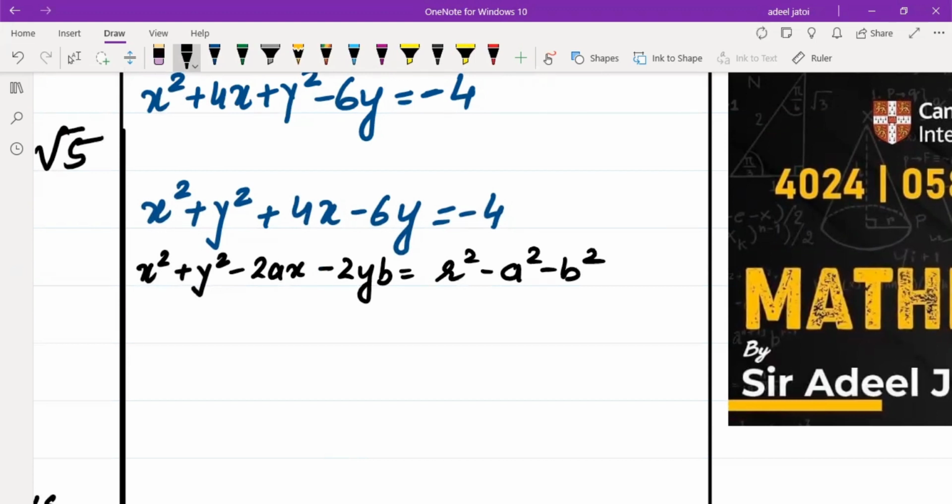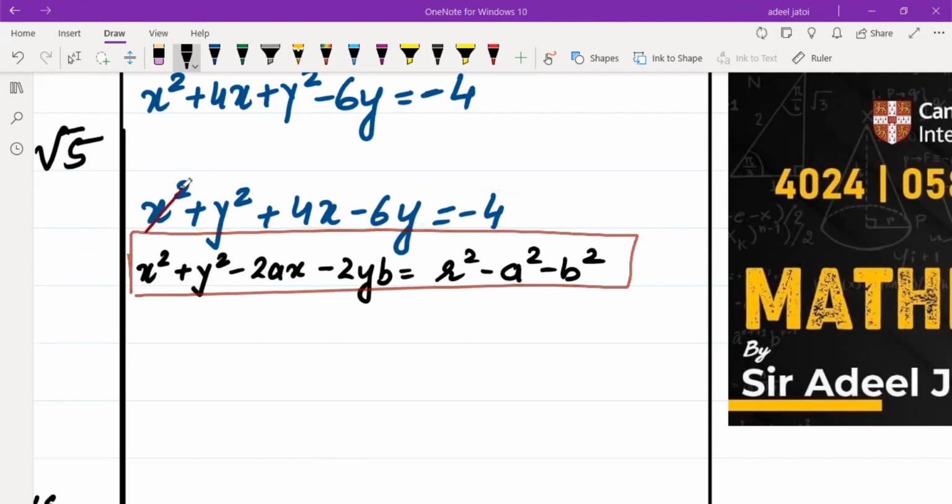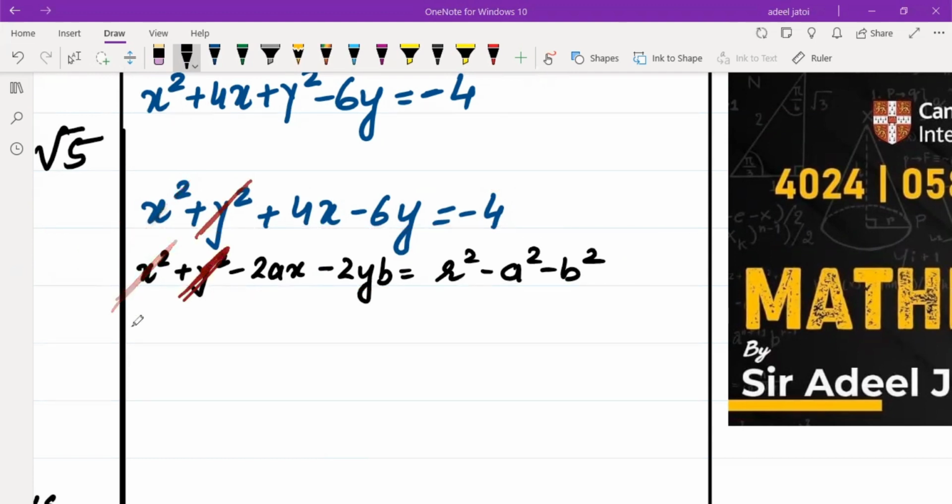Now, considering this generalized form, you can agree that if we just compare this equation with this equation, the x square cancels, the y square cancels. Minus 4 is compared to r square minus a square minus b square. And this 4x can be compared to the coefficient of x, which is minus 2ax. Minus 6y can be compared to minus 2yb. So let's just start comparing this.